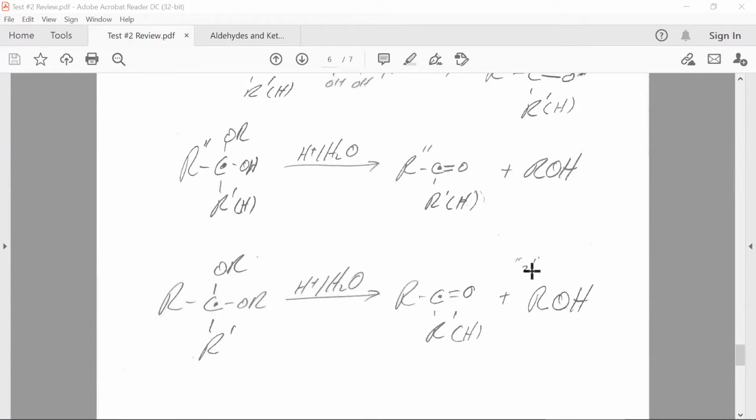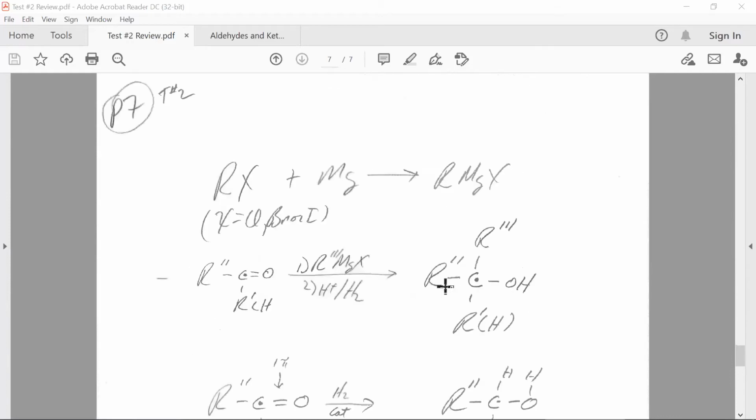If you want to put a 2 there, you can. I'm only asking, give the products. I never ask in this course, balance the equations on a test. All right, next.